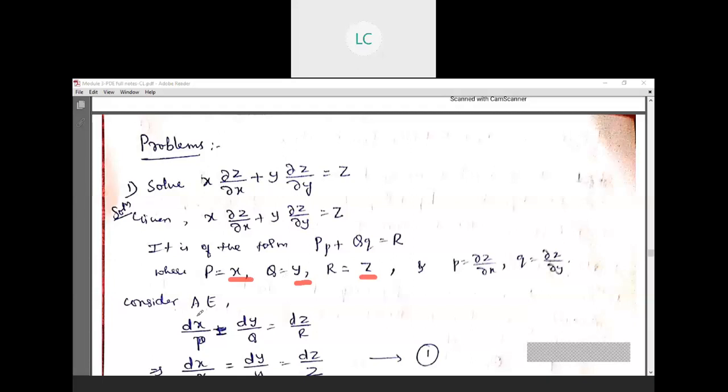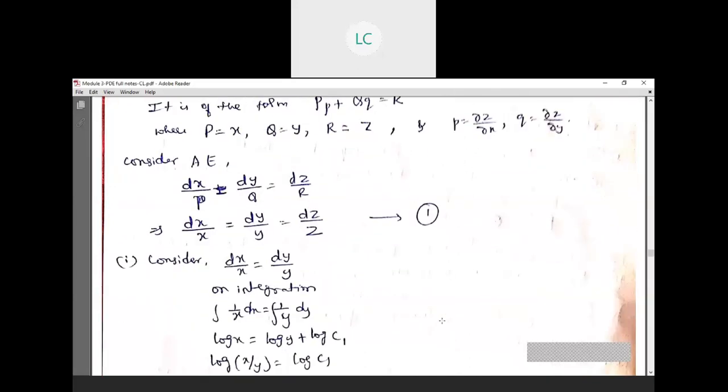So first we should write the auxiliary equation. See, dx by P is equal to dy by Q equal to dz by R. This is the standard auxiliary equation. So now in this equation you just replace the P, Q and R values. dx by P, the value is x, is equal to dy by Q, which is y, is equal to dz by R, which is z. Now choose the suitable pair.